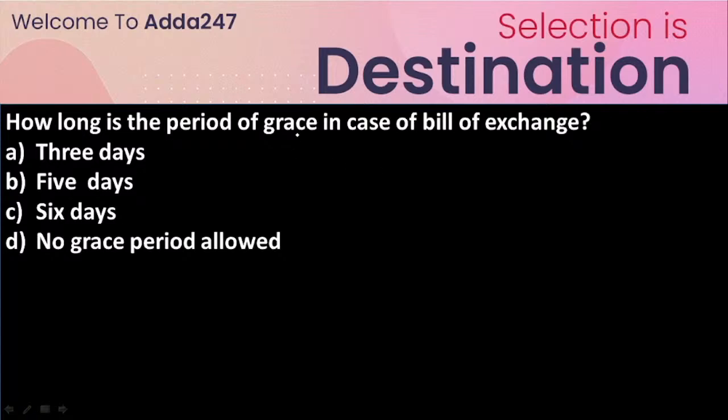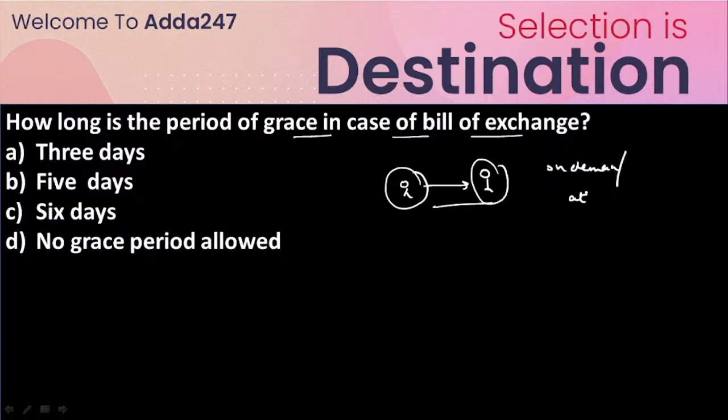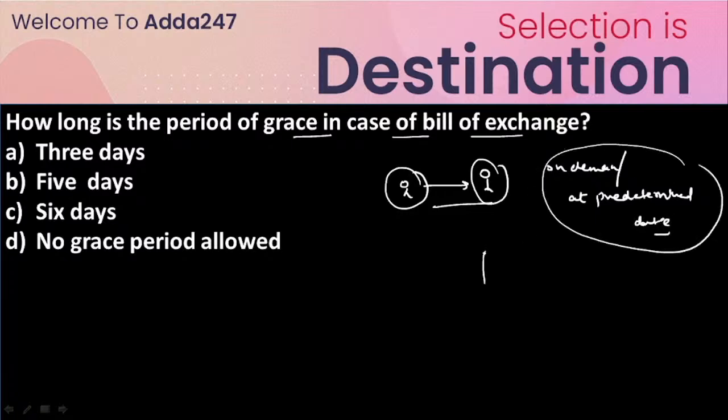How long is the period of grace in the case of bill of exchange? As we know, a bill of exchange is a written order by which one party pays a fixed sum of money to another party on demand, or say at a predetermined date. So this is known as a bill of exchange. It is a written order by which one party pays another party a fixed sum of money at a predetermined date, or say on demand.